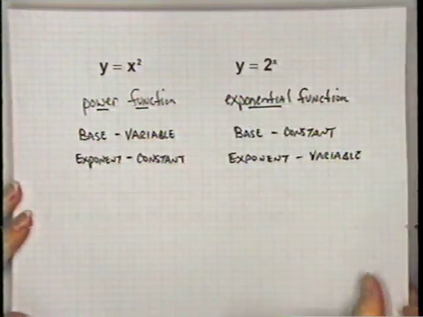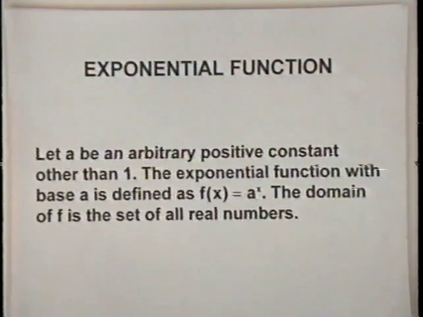Let's look at the formal definition of an exponential function. Let a be an arbitrary positive constant other than 1. The exponential function with base a is defined as f of x equals a to the x, or if you prefer, y equals a to the x. The domain of f is the set of all real numbers. We're going to be talking about that domain a little bit more later, so I really don't want to dwell on that particularly at this point.